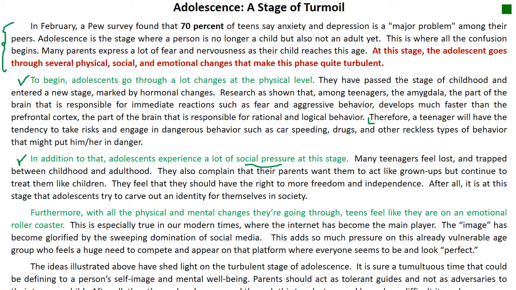Many teenagers feel lost and trapped between childhood and adulthood. They also complain that their parents want them to grow and to act like grown-ups, but continue to treat them like children. They feel that they should have the right to more freedom and independence. After all, it is at this stage that adolescents try to carve out an identity for themselves in society.